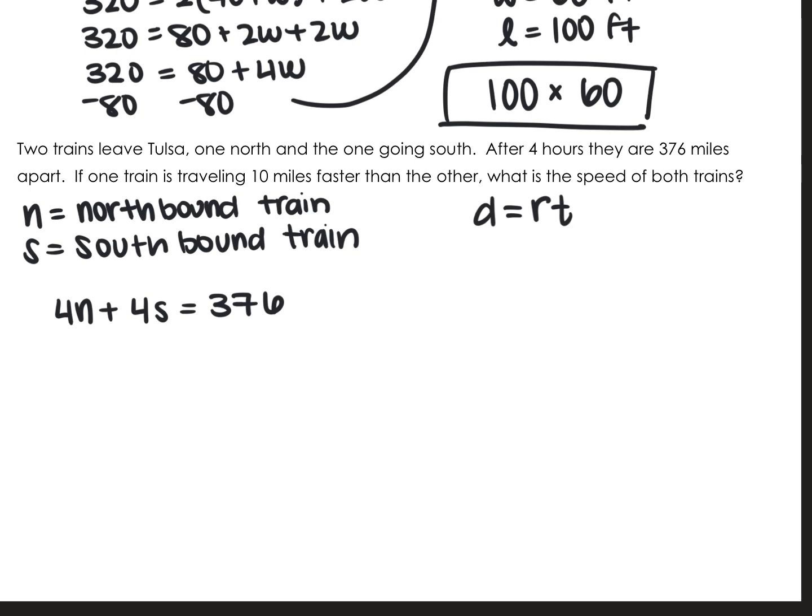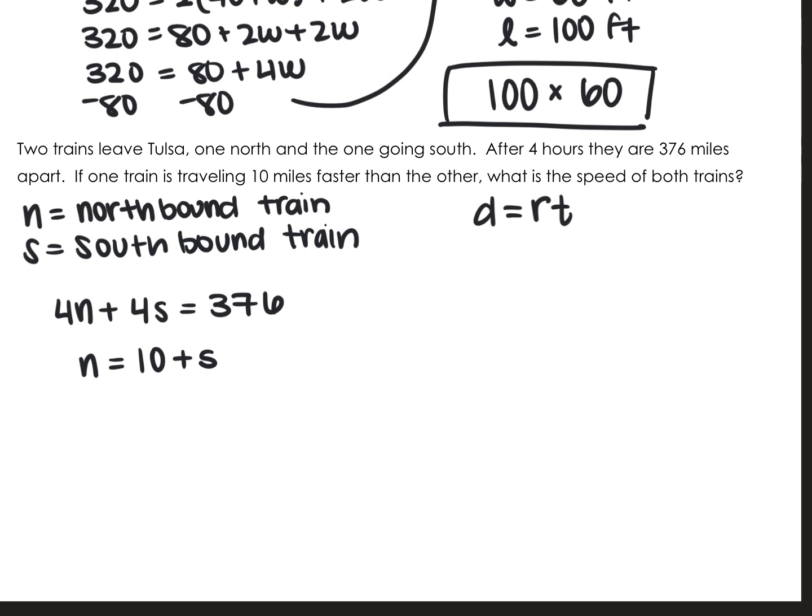One train is traveling 10 miles per hour faster than the other. Because it doesn't specify which train that is, whether it's the northbound or the southbound train, you can really pick here. I'm just going to go ahead and pick the northbound train. So the northbound train is traveling 10 miles per hour faster. So that's going to be 10 plus s.